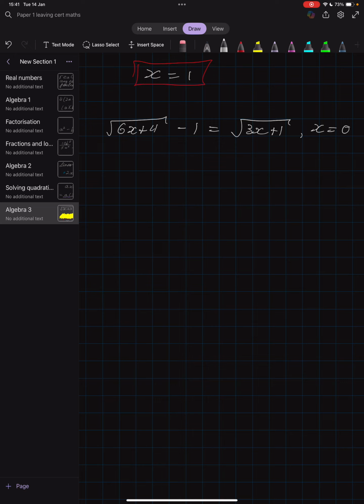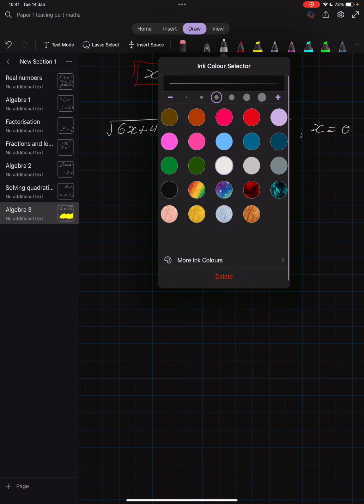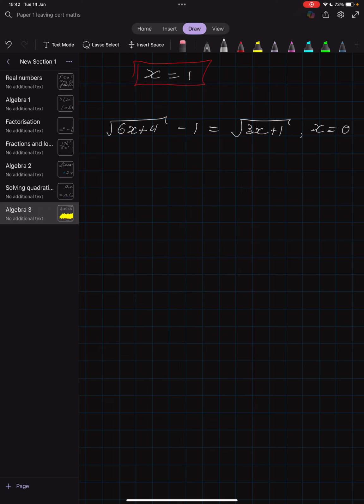So here I can square both sides. If I square the left-hand side, I'm going to get 6x plus 4 minus 2 root 6x plus 4 plus 1 equals 3x plus 1.